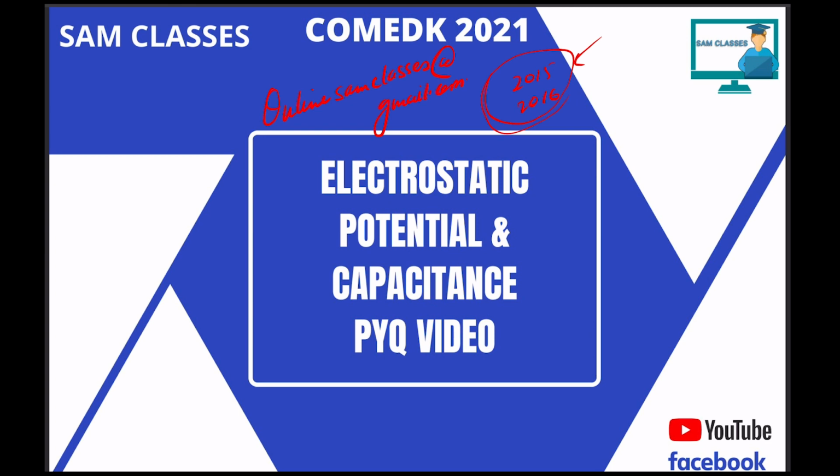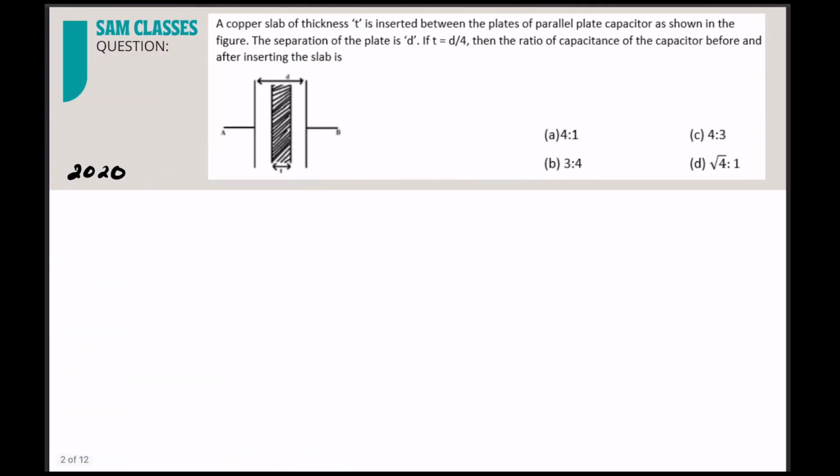Okay, let's start this chapter. The first question, which came in 2020: a copper slab of thickness T is inserted between the plates of a parallel plate capacitor. Now, mark this question, very important.